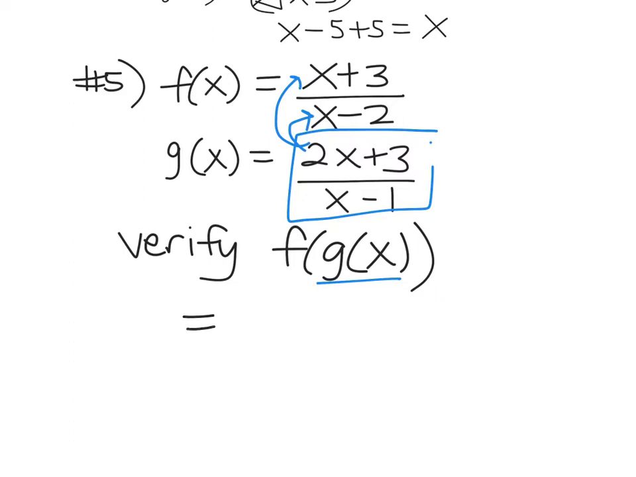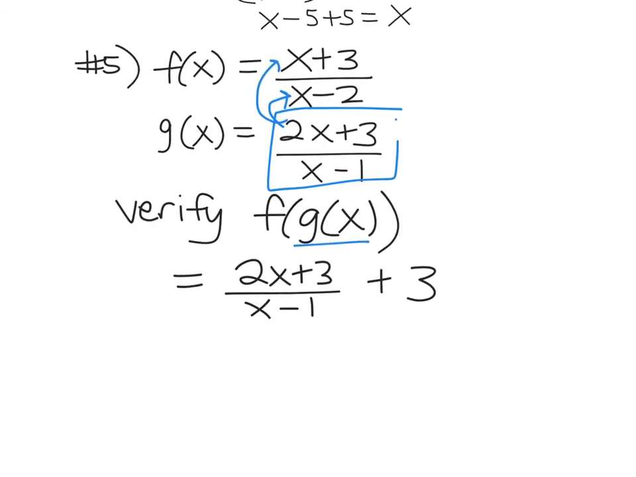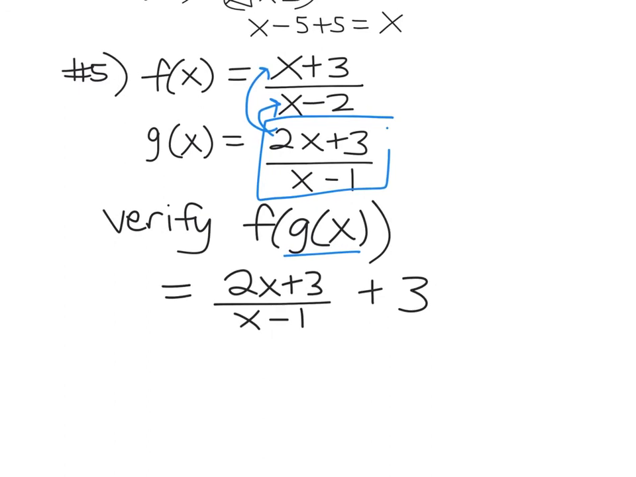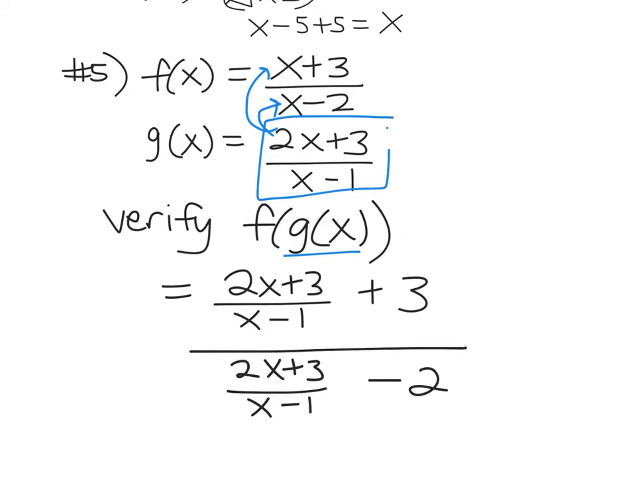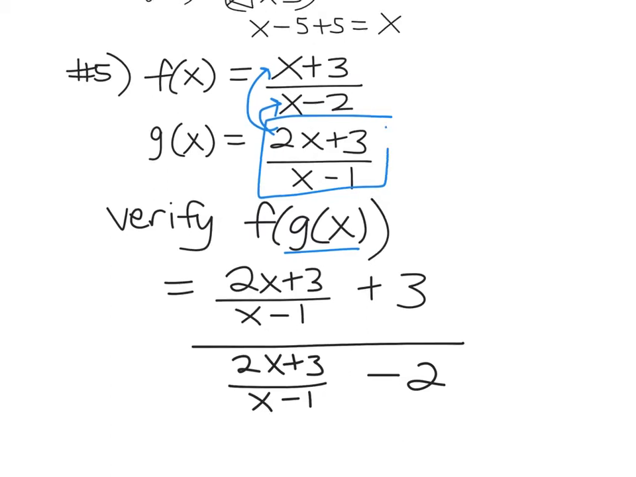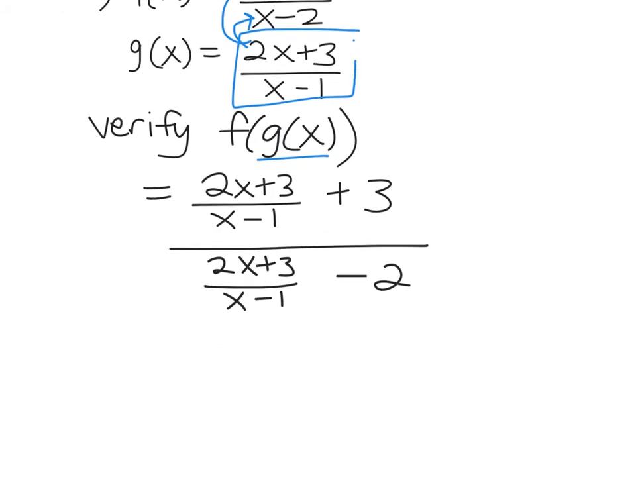Up top, it's x plus 3. So instead of x, it's 2x plus 3 over x minus 1, plus 3. And on the bottom is x minus 2, so now it's 2x plus 3 over x minus 1, and then minus 2. And that looks terrible, right? It's a terrible algebraic expression that you have to simplify. You know what this is going to equal? It's going to equal x.